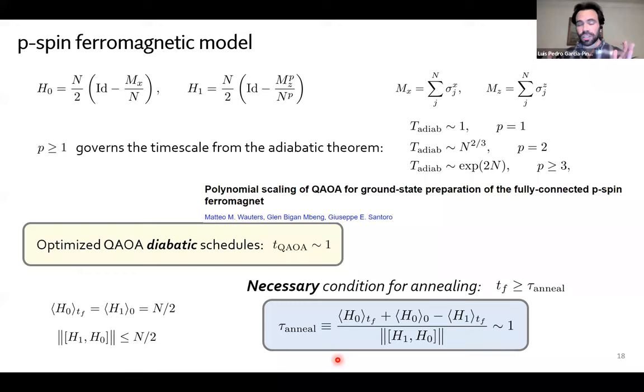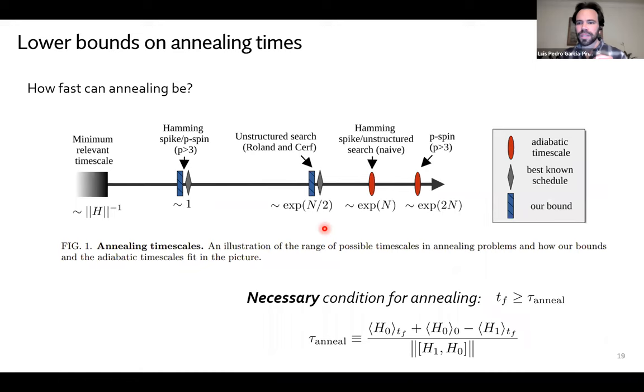And it's not obvious that there's going to be a schedule that's going to saturate this bound. If there was, that would be really, really cool, because if I go back to this little drawing, if I have a many body spin system, the adiabatic theorem will tell you something typically exponential in n for the adiabatic timescale. Like you argued, like we were just discussing, our bound is going to give something of order one, most likely.